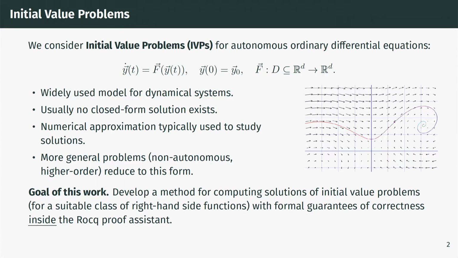Okay, so maybe I should switch to this. Okay, so the goal is to develop a method for computing solutions of initial value problems, for a suitable class of right-hand side functions. I will say more about this on the next slide. Of course, with formal guarantees of correctness, and inside the Rocq proof system. And here, the computation itself should also be inside. So it should be possible to compute, for example, values over time of the solution inside of Rocq, and output this inside the proof assistant.